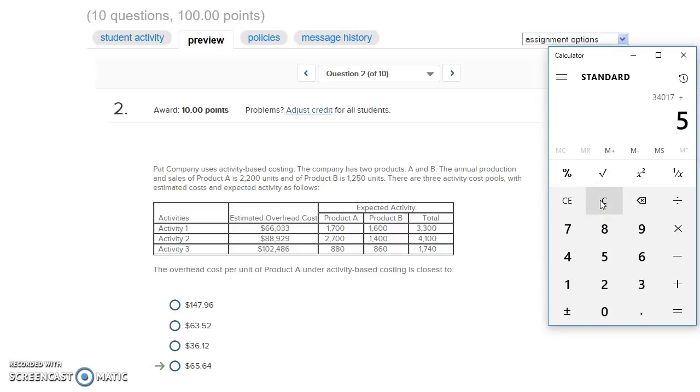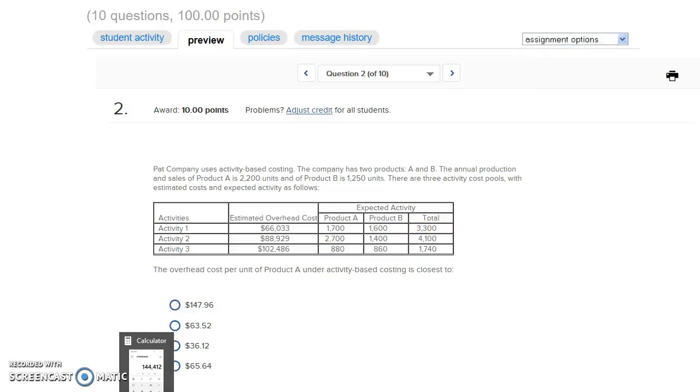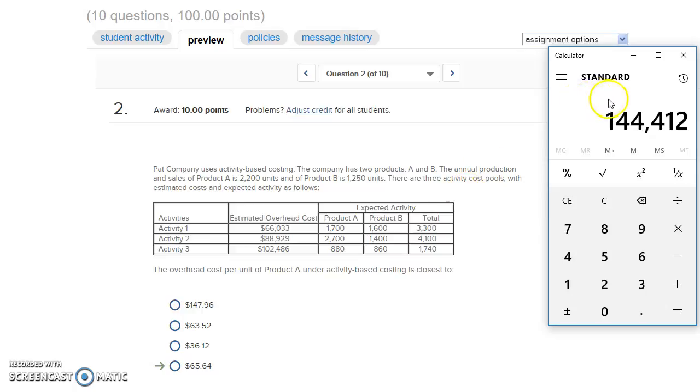Okay. So let's go ahead and add these all together. 34.17 plus 3 plus 51,832. All right, so that's my total cost, 144,412. Now, how many of product A are we making? We are making 2,200. So let's just go ahead and divide it by 2,200. So my total cost per unit is going to be $65.64-ish.